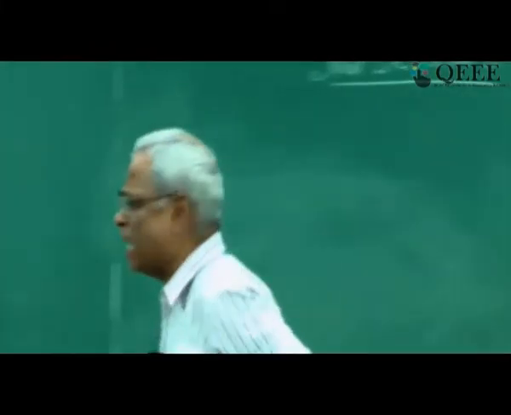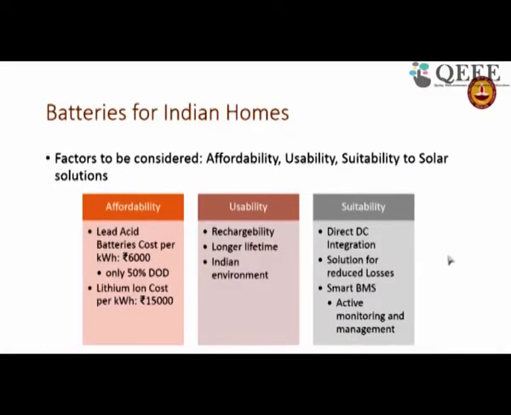This is more or less my last slide. What do we really need to consider when we want to look at batteries for Indian homes? Affordability, usability, suitability for solar solution. Now affordability basically gives us two candidates. The most important is lead acid battery, around 6,000 rupees with 50% depth of discharge.